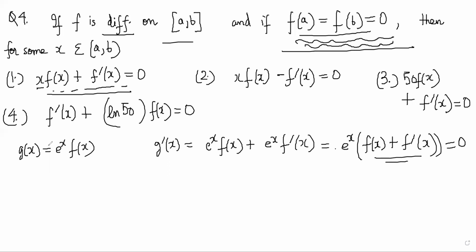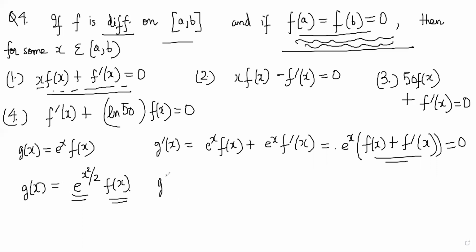So I will just tell you the first one. The choice is e power x square by 2 times f of x. If you take this, notice that this is positive and f of a and f of b are 0. So g of a and g of b are also 0, so there is no problem with the Rolle's theorem conditions.